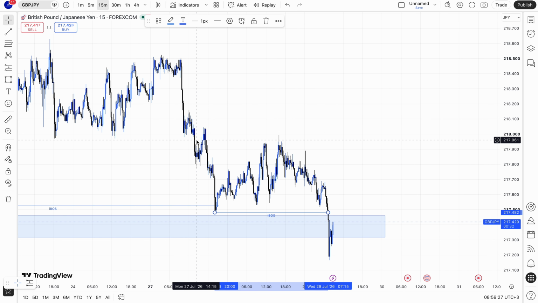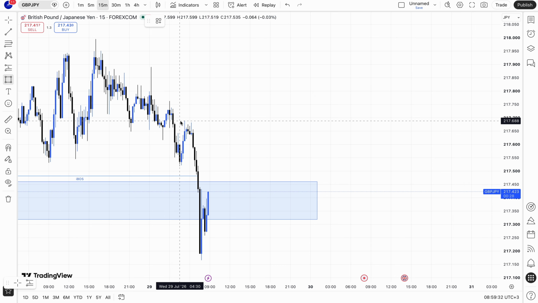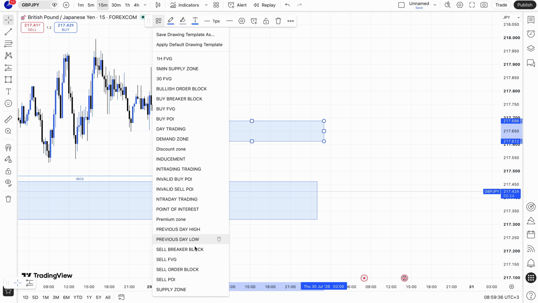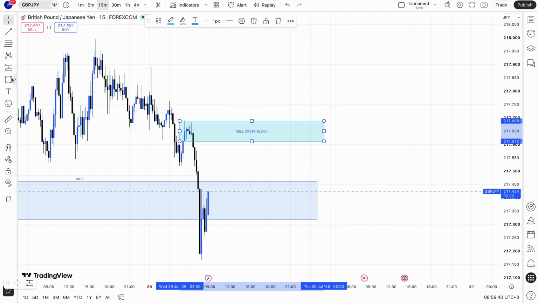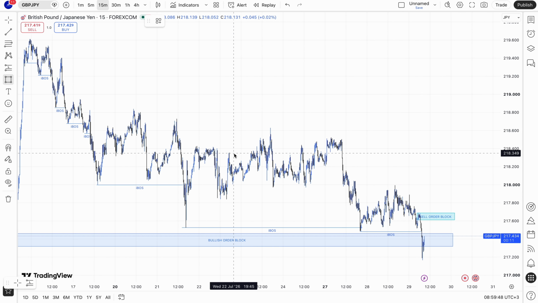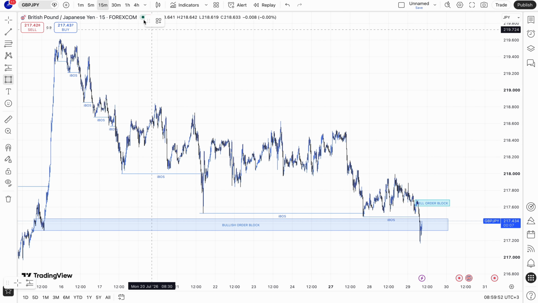Alright, so we have our first order block, which is this one, our first sell order block, and you have another order block which is up here. You can see it. But now we're focusing on this one because it's the first one. It's the recent order block that led to the break of structure to the downside, right?